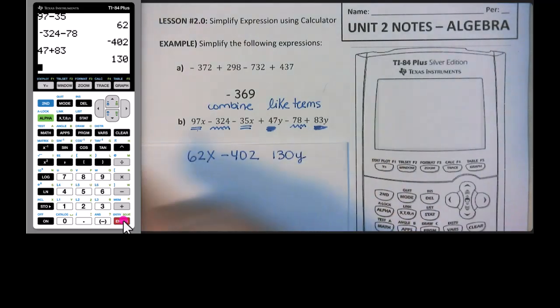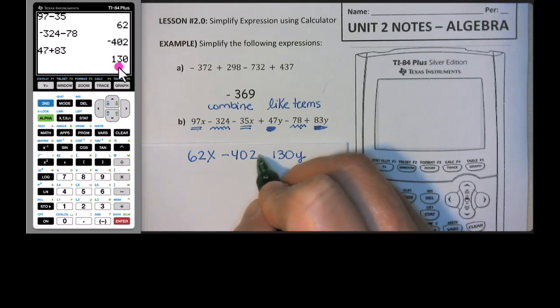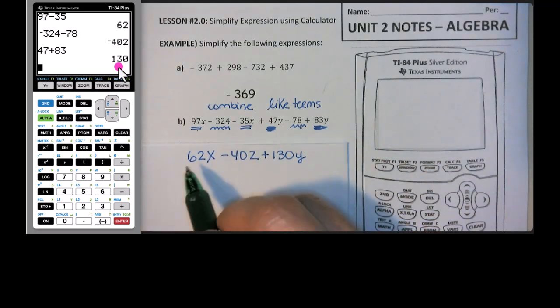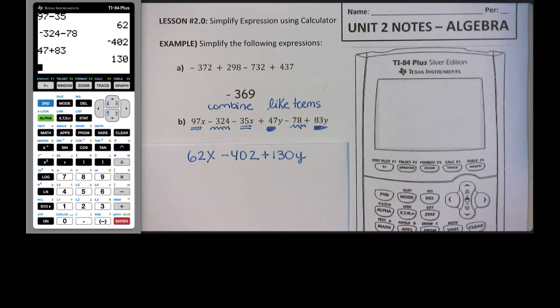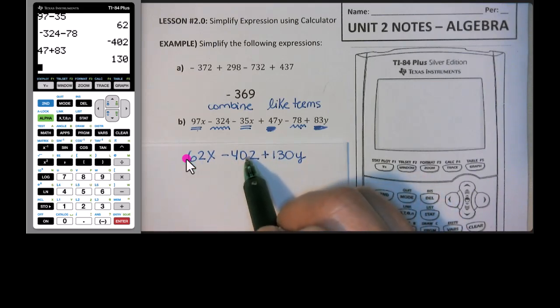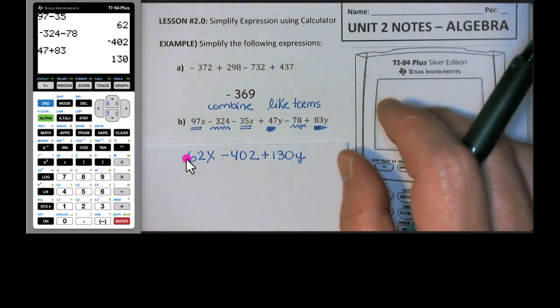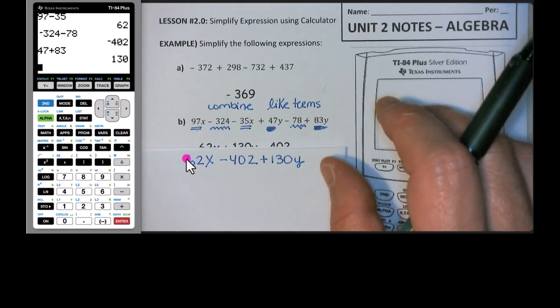130y. Now please notice that when there's a negative answer, the negative appears in the calculator. But when it's a positive, the positive does not show, it is invisible. But when you write on the piece of paper, and if there's a number in front of the positive number, you must write the positive sign. It's like here, when we got 62, 62 is a positive number, but because it's at the beginning of the expression, we don't have to write the sign. But this one, because there's 402 in the front, then you have to write the sign. Okay? All right, let's go on to the next problem.